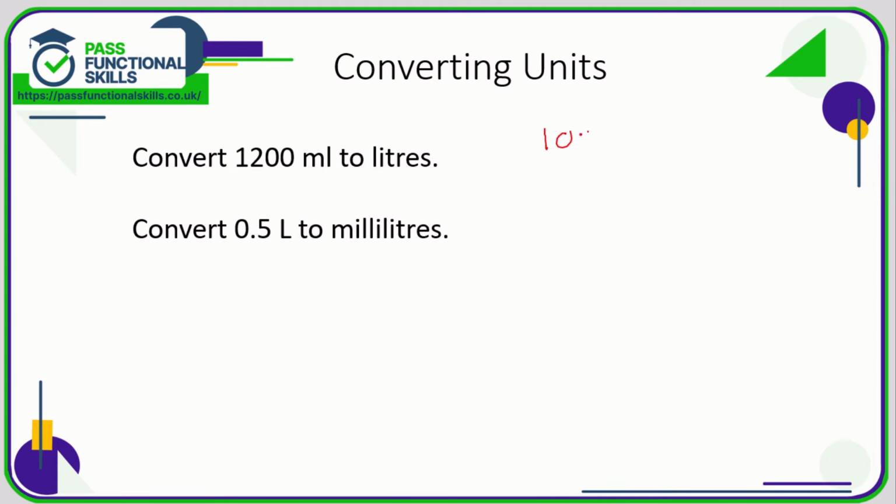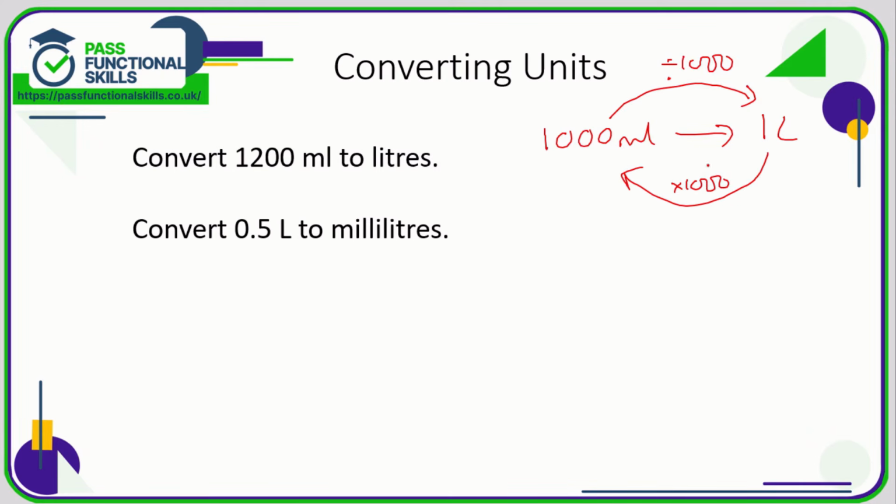So we know that 1000 milliliters equals 1 litre. So if we're going milliliters to litres, we are dividing by 1000, and if we're going litres to milliliters, we multiply by 1000. So millilitres to litres, we are dividing by 1000. So 1200 divided by 1000. So the decimal point would be here. So we're moving it 3 positions to the left, 1, 2, 3. So it's going to go between the 1 and the 2. So that is 1.2 litres.